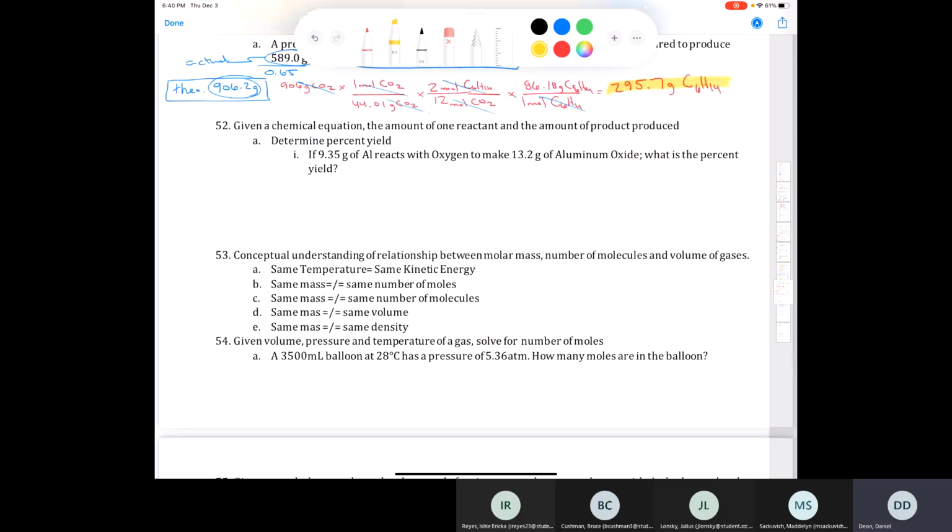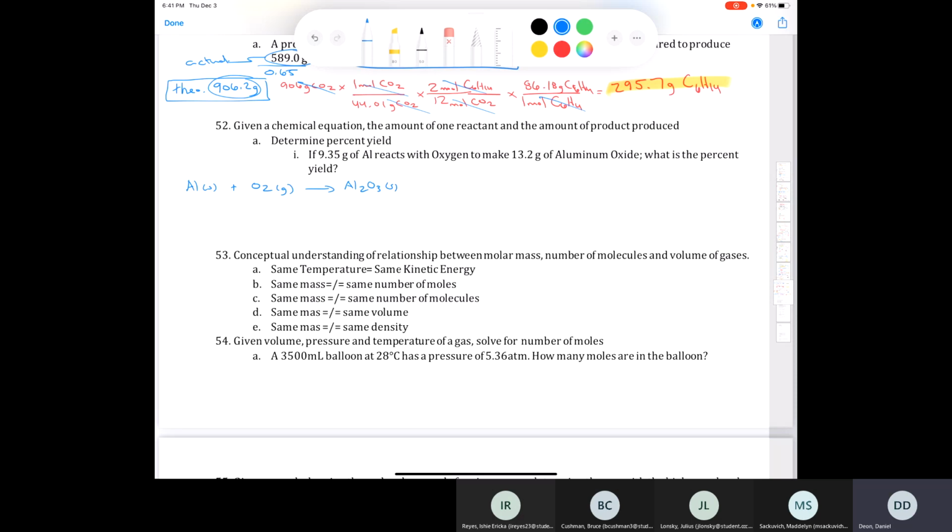Number 52. Given a chemical equation, the amount of one reactant and the amount of product formed, determine the percent yield. This is a limiting reactant problem. No, sorry, it isn't. It says if 9.35 grams of aluminum, so if I take aluminum and react it with oxygen to make aluminum oxide, which is Al2O3, what is the percent yield?